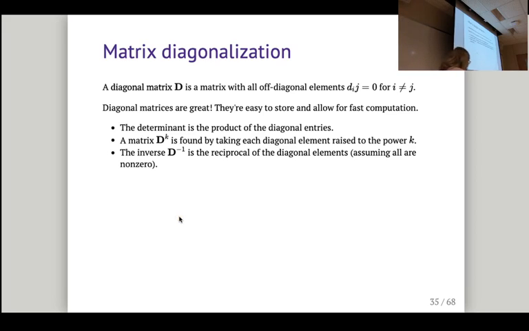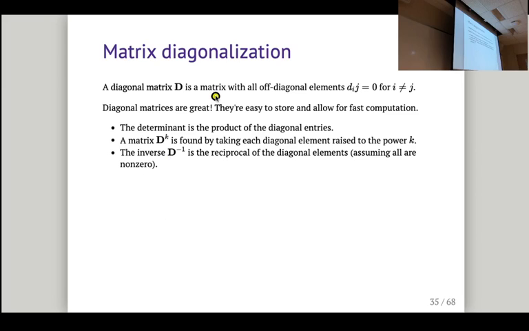So the next technique, or next tool, that's useful for us is something called matrix diagonalization. A diagonal matrix, again, has all off-diagonal entries equal to 0. These are really awesome if we can get them. They're easy to store, they're easy to compute with. They also have some great properties.